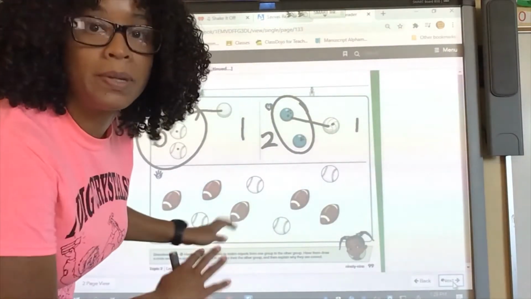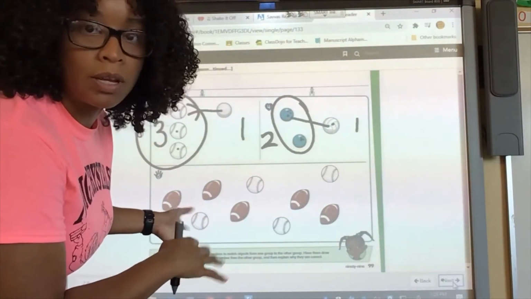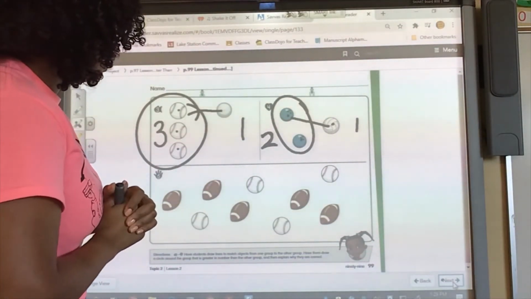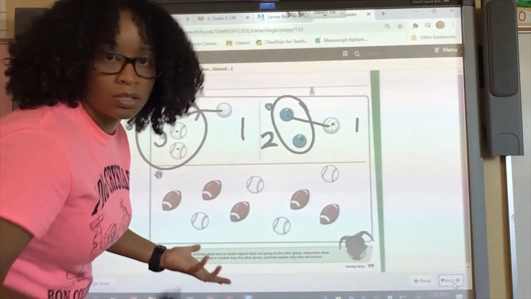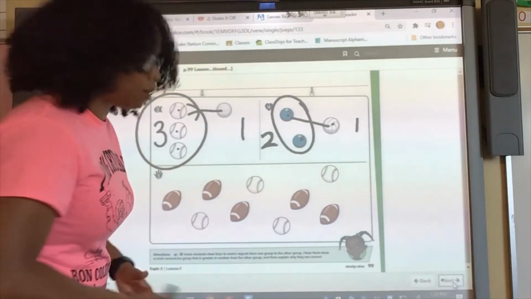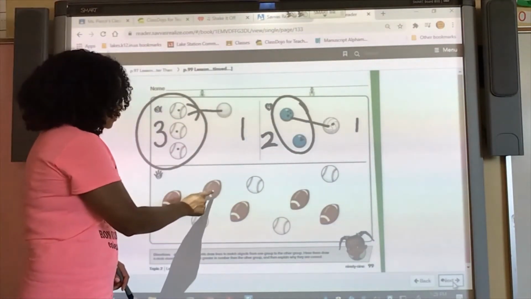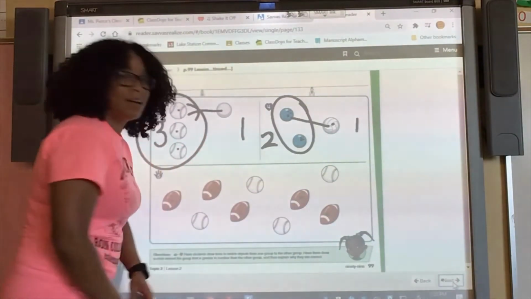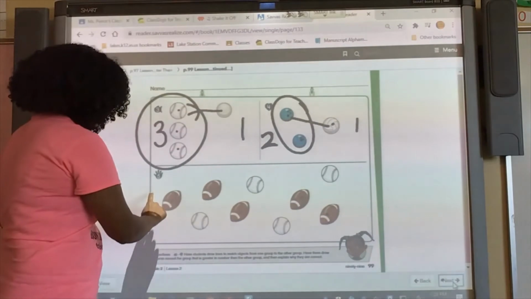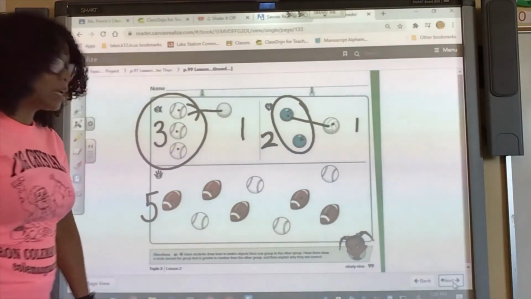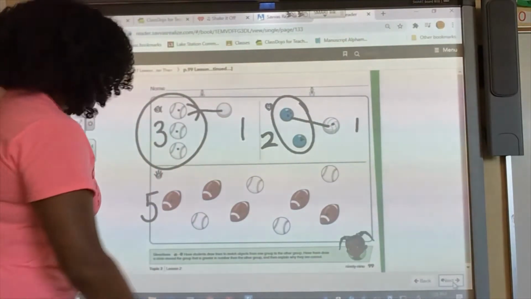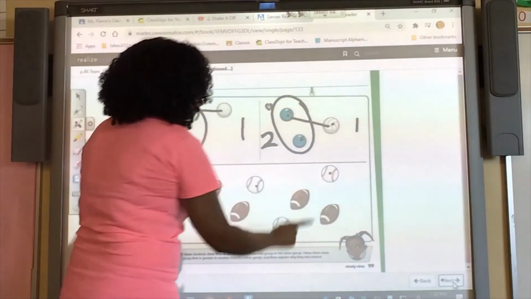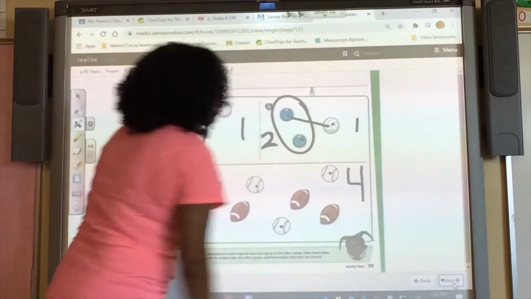Okay, now these are all mixed up. We could count, and we could do partners. So let's do counting first. Let's first count the footballs. 1, 2, 3, 4, 5. Count 5 footballs. 5. Now let's count the baseballs. 1, 2, 3, 4. There are 4 baseballs.